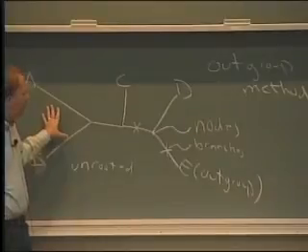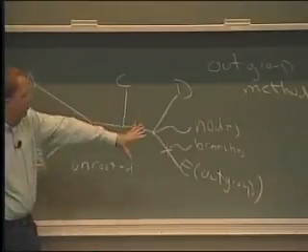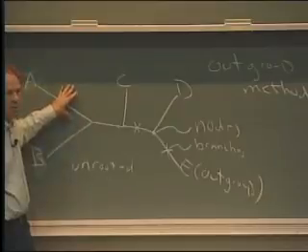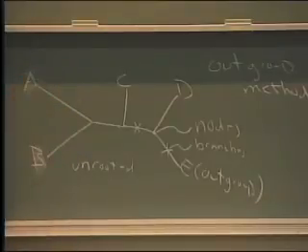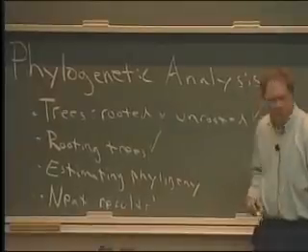Anyway, that's one method for converting unrooted trees to rooted trees, because the computer programs almost always spit out unrooted trees. So I talked about trees, rooted versus unrooted, and rooting them. I want to talk a little bit about the combinatorics of trees.